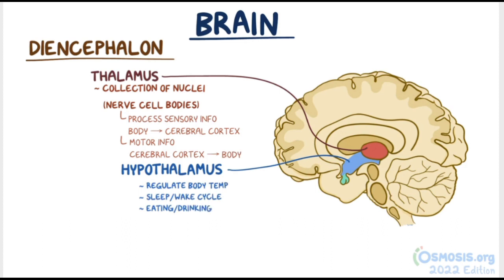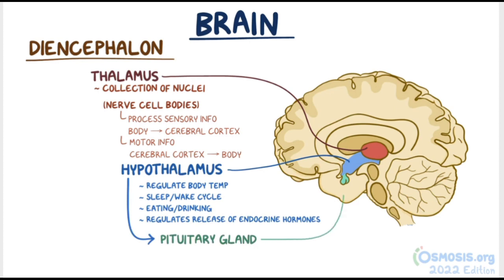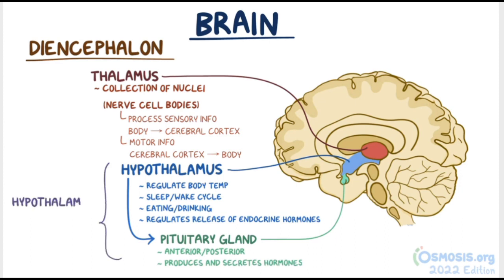To help do all of this, the hypothalamus regulates the release of the major endocrine hormones. The hypothalamus sends signals to the pituitary, which is a pea-sized gland that hangs by a stalk from the base of the brain and has two parts, the anterior and posterior pituitary. The pituitary gland produces and secretes hormones when it receives signals from the hypothalamus. Together, they form the hypothalamic-pituitary axis.